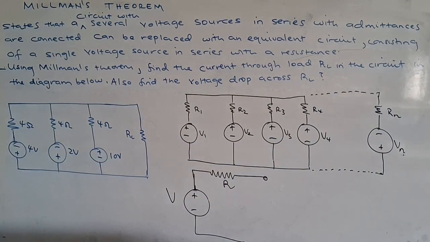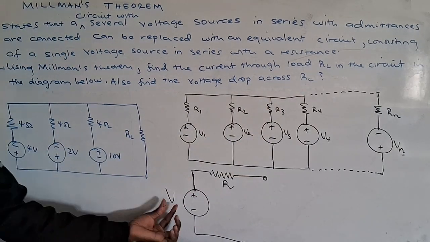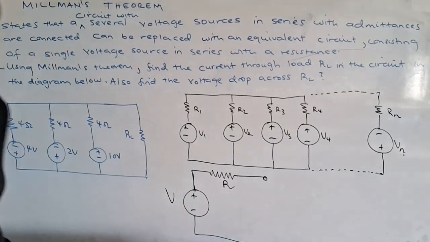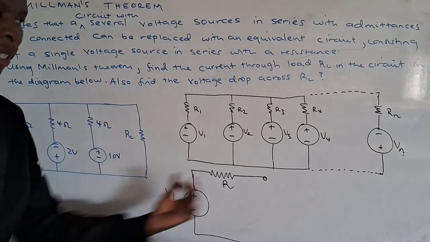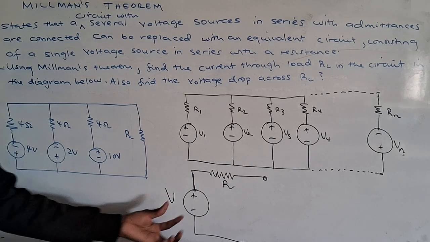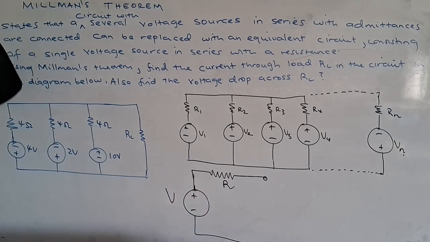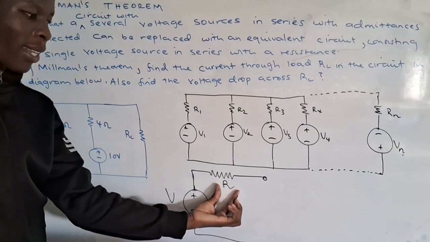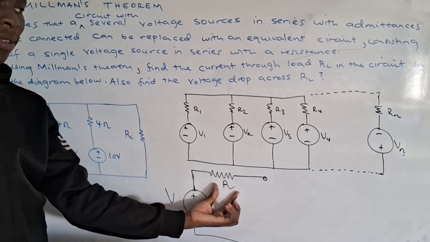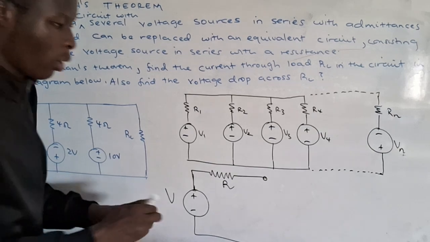Likewise, you can convert this big circuit into this simple circuit. This is the single voltage source, and this is the resistance. This is very important. So how are we going to get this voltage, and how are we going to get this R? This R is nothing but the total resistance. These resistors are in parallel.